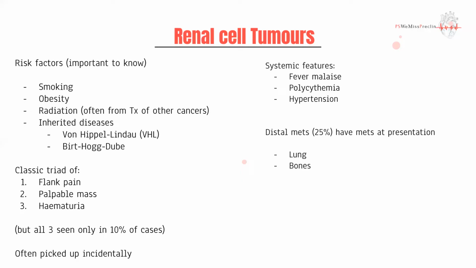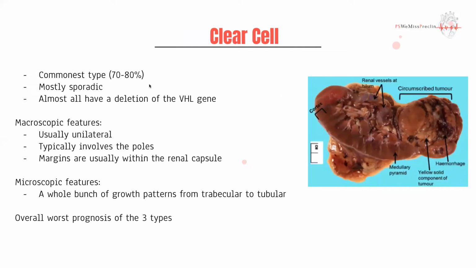So let's start off with, from a pathology perspective, the different kinds of the renal cell carcinomas, and talking about a few differences between them. So starting off with clear cells, they are the most common type of renal cell carcinomas, or RCCs. They're mostly sporadic, and they almost always have a deletion in the VHL, which stands for von Hippel-Lindau gene.